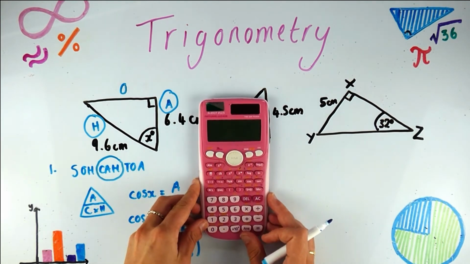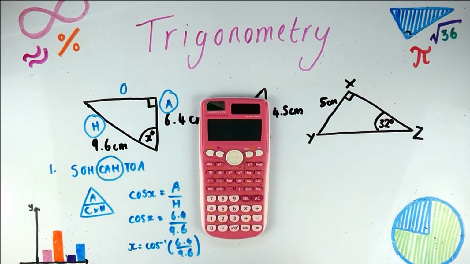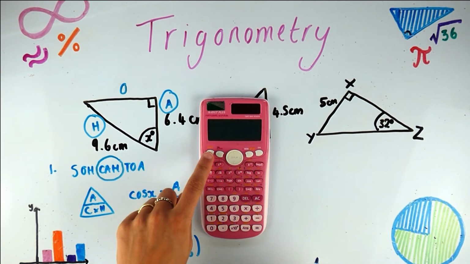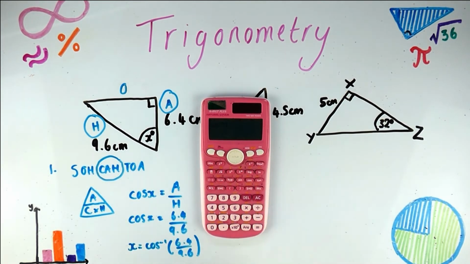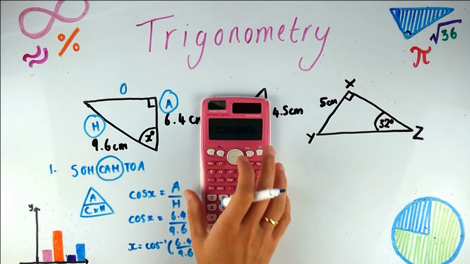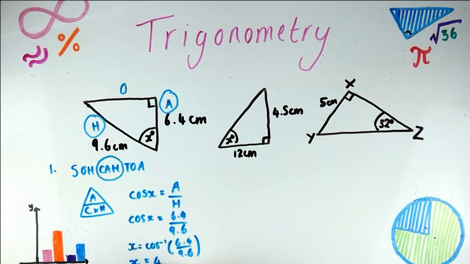So we have our calculator, turn it on. We press the shift button and then cos, and then we just type it in. And that gives us a value of 48.2 degrees.